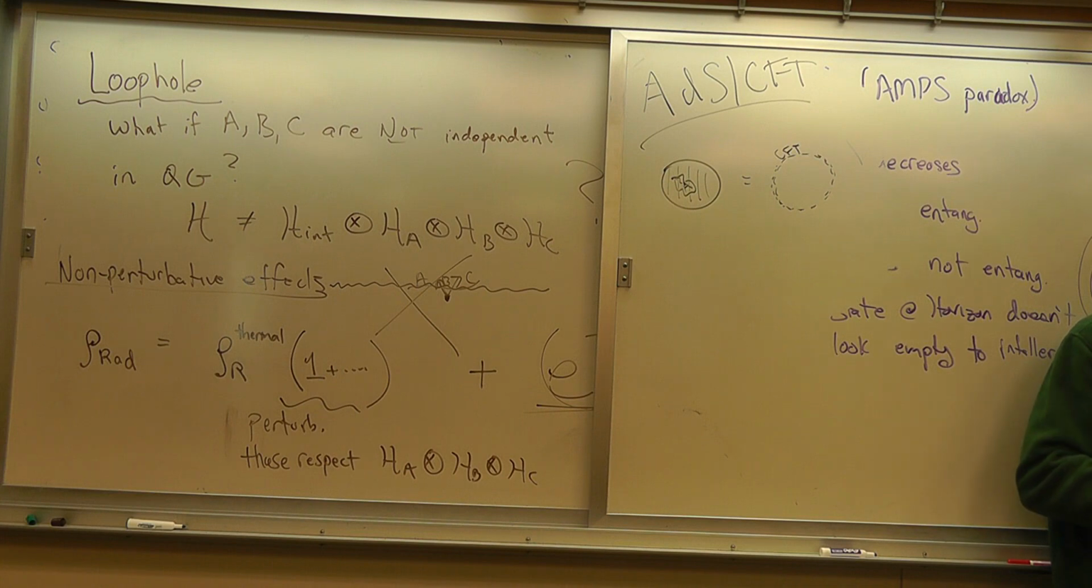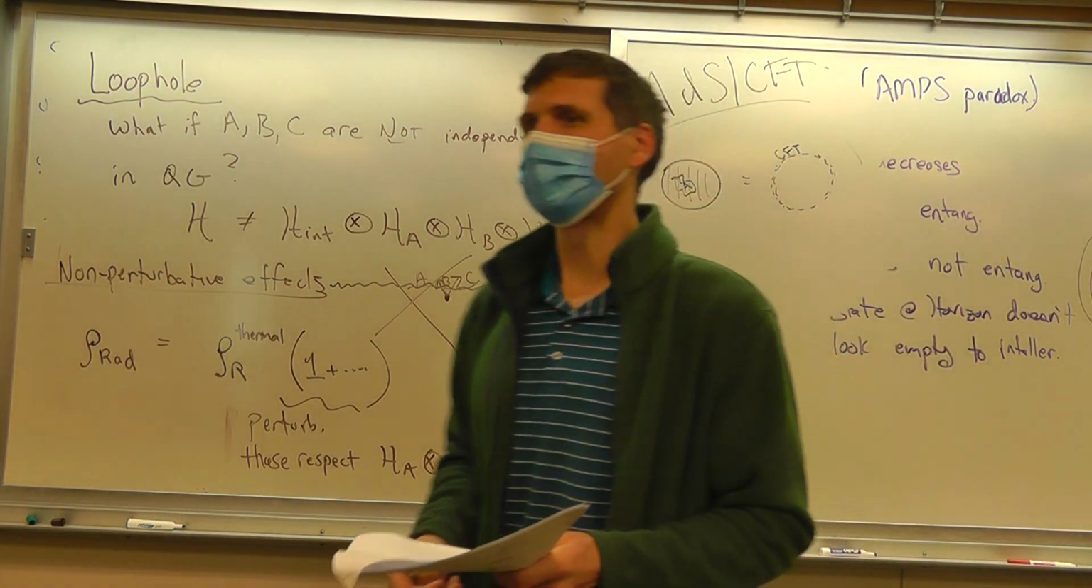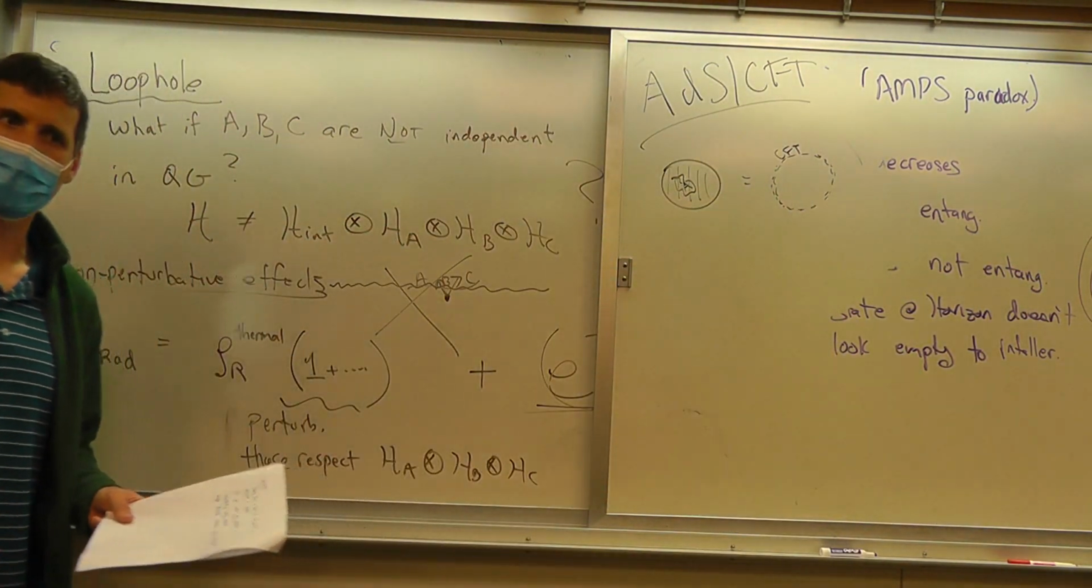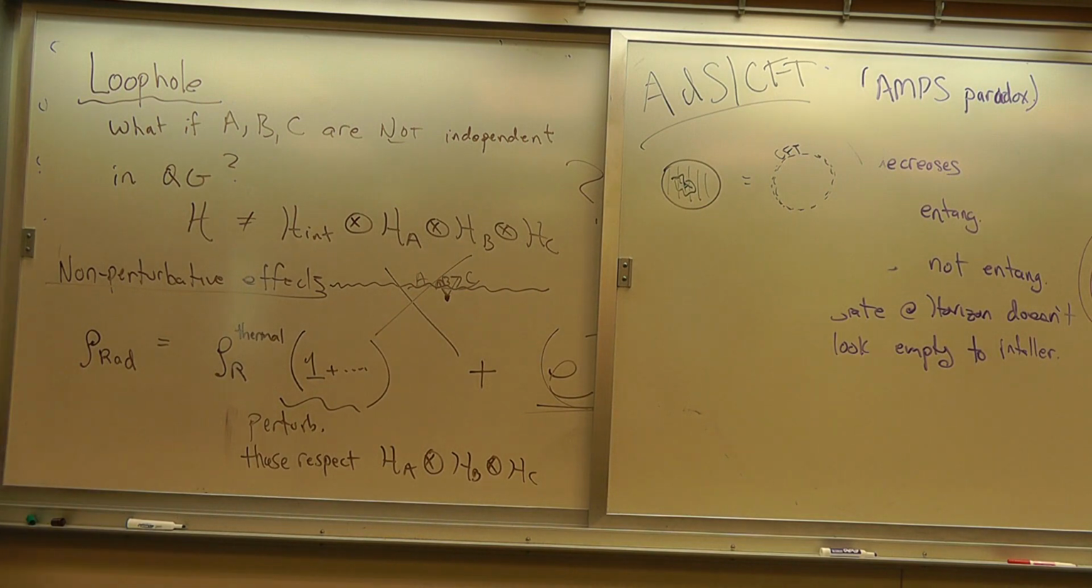So I think as far as the three options for evading the paradox, AdS/CFT falls under option 3. It falls under the option of rethinking what it means to be local in a theory of quantum gravity once you include non-perturbative effects. Okay. Any last questions about this?